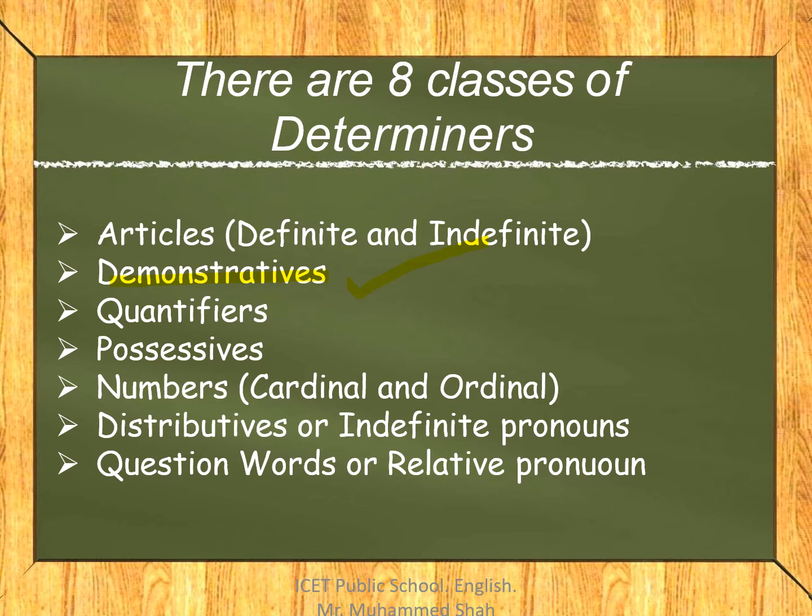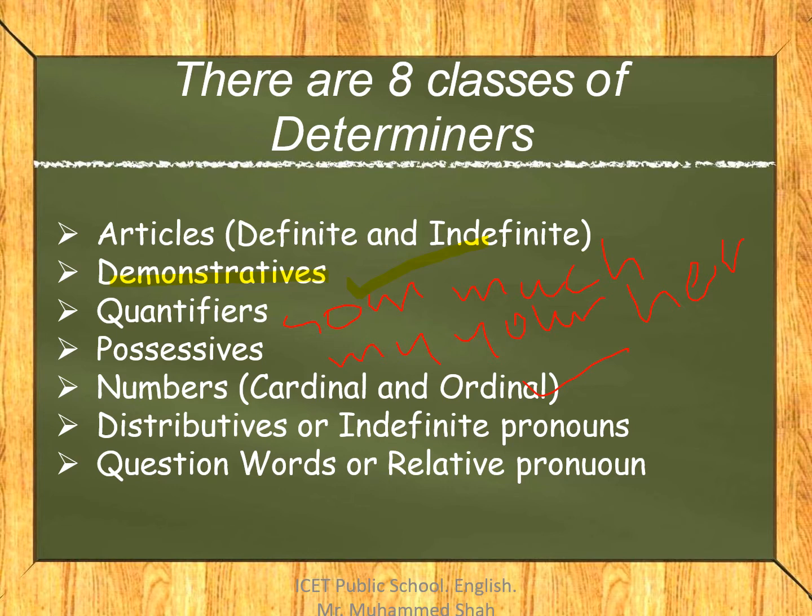Quantifiers are words that show the quantity. For example, some, much, like that. And possessives are words, examples, my, your, then her, his are the words, possessives. Numbers, no need to explain that, 1 2 3 4, that number. And the first, second, third, like that, both the numbers, cardinal and ordinal, both the numbers.